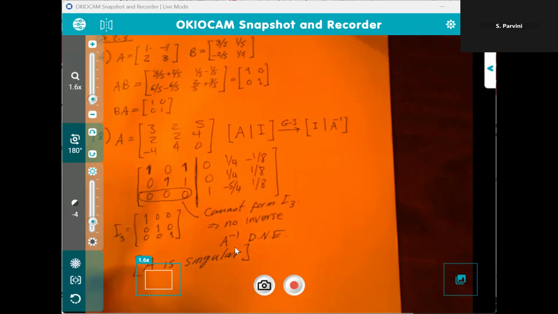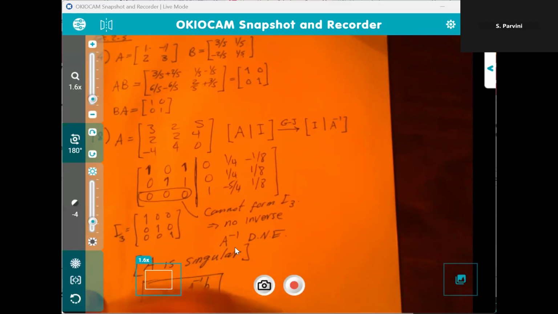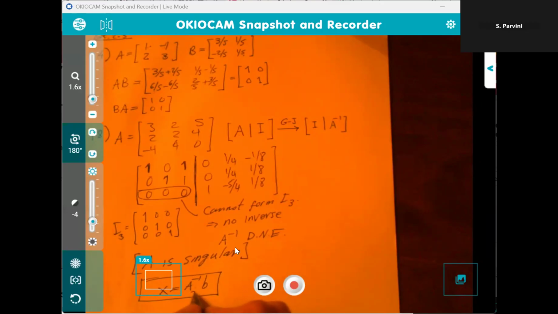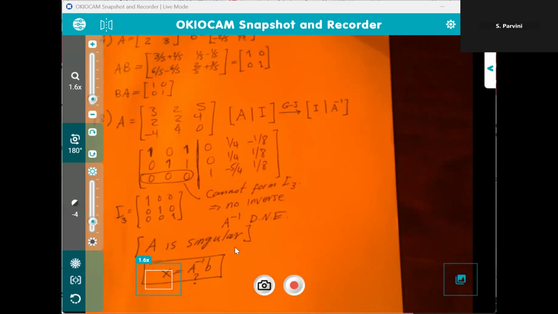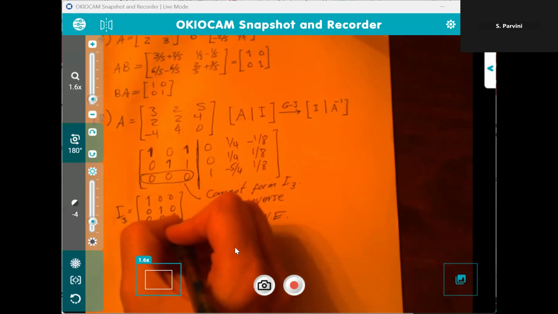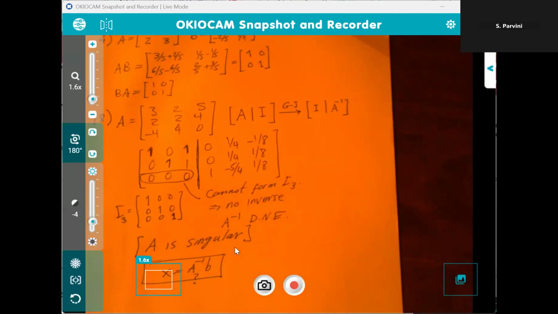That means when you try to solve this system, remember the solution to the system is A inverse B, isn't it? If it's singular, what am I going to do here? Nothing we can do. Exactly. So this system doesn't have a unique solution, right? This does not have a unique solution.